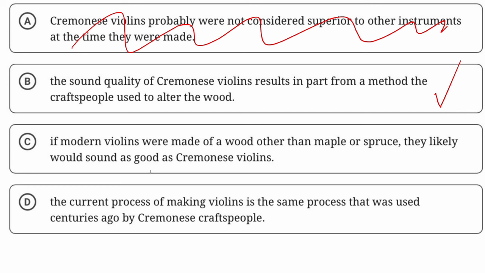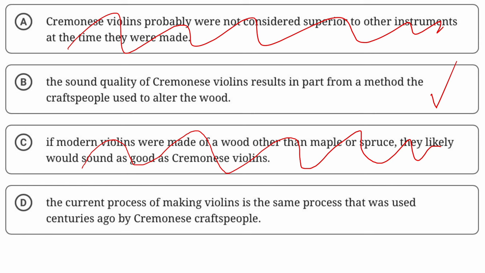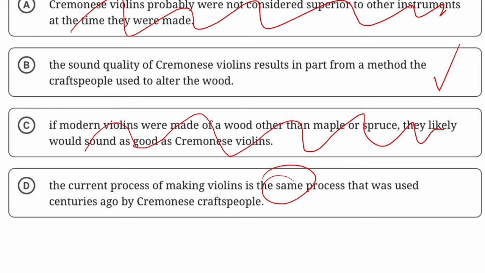C is no. I mean, imagine that they used like balsa wood or something. That's not reasonable. Balsa wood being a very thin type of wood. D: the current process of making violins is the same. No, same is another one of those kind of, I would say, absolute or extreme words. That would at least make me cautious.